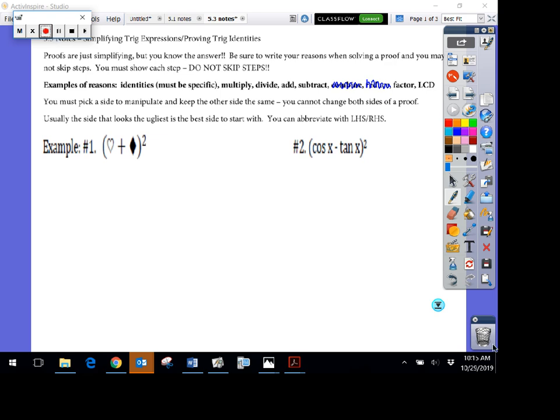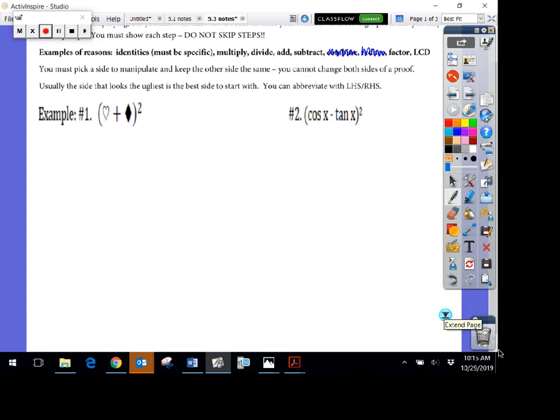Now, before we do that, multiplying. So if I write heart plus diamond, and I square that, I cannot distribute a squared to a polynomial. What this is, is heart plus diamond times heart plus diamond. That's what that means. As far as what did I just do right there, I expanded that. So if I wanted to have a reason for what I did, when I get to the proofs, that would just be an expand.